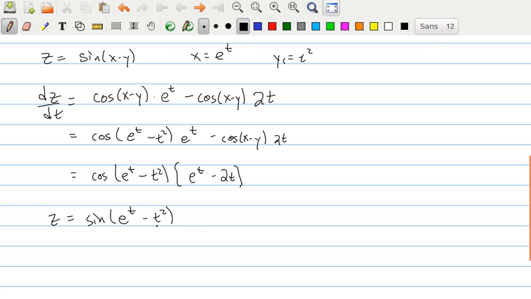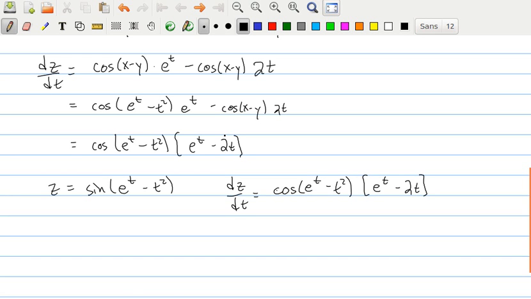squared. So now we go through and take its derivative. dz/dt is, well, we take the derivative of sine, which is cosine of e to the t minus t squared, times, by the chain rule, the derivative of the inside, which is e to the t minus 2t. So here's an example where it was actually much easier to do the substitution rather than doing the chain rule in two variables. There may be problems where it's easier the other way.